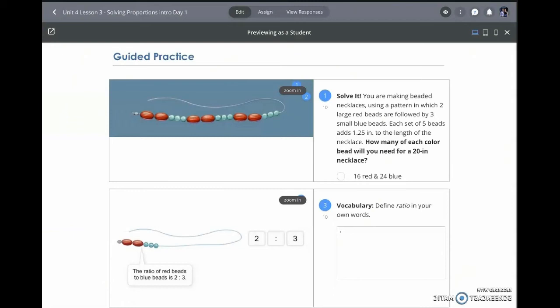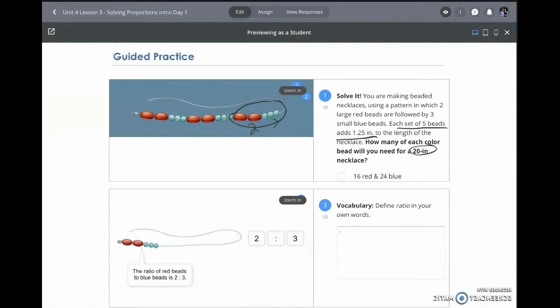We're continuing our discussion on proportions, rates, and ratios. Looking at this first question on Go Formative, there's this beaded necklace. On this beaded necklace, there are 5 beads for one portion: 2 reds and 3 blues. They are telling us that each one of these sets is 1.25 inches, and that the whole thing is going to be 20 inches.